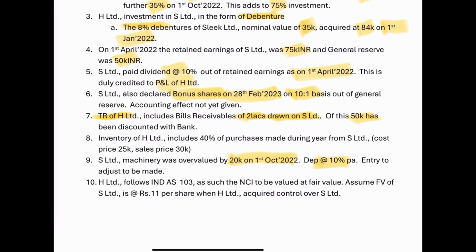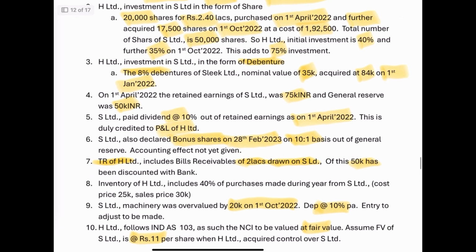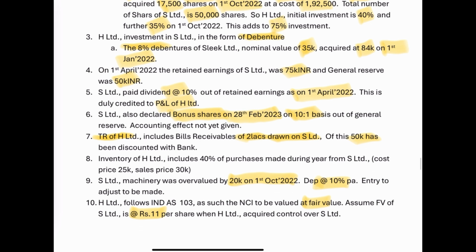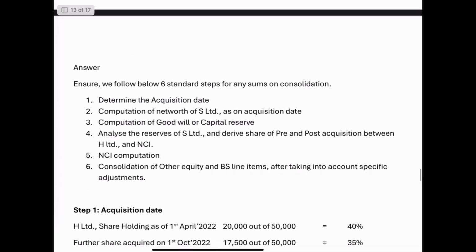As such, the non-controlling interest is to be valued at fair value. Assume the fair value is 11 per share when H Limited acquired control over S Limited. So these are the pieces of information. Let's see how the consolidated financial statement should be prepared. So let's get into the answer.